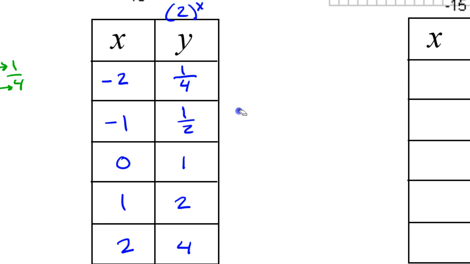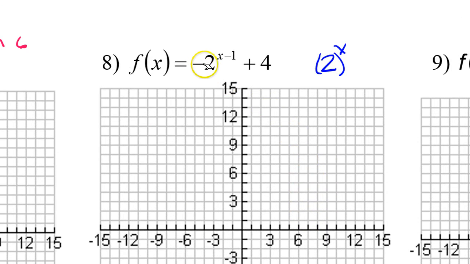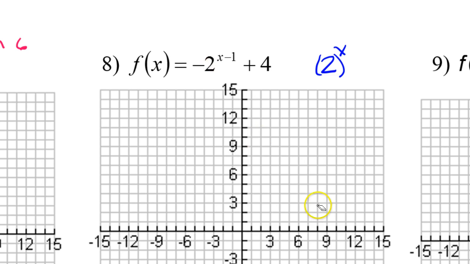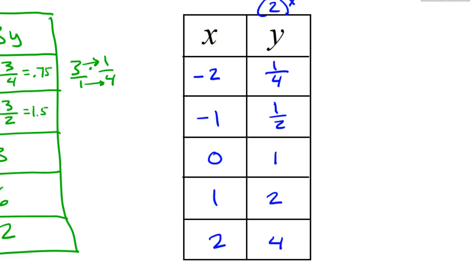Now, where do I go from here? So I've done 2 to the x power. But now I need to deal with that -1 in front. So -1 is my a value. And when you have an a value, that means you need to make a new y column. So that's what I'm going to do. I'm going to make a new y column.